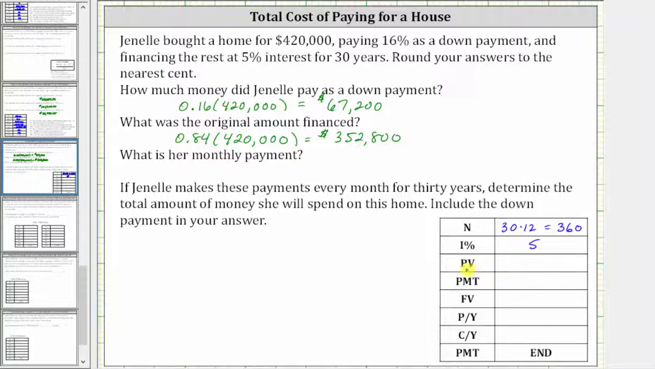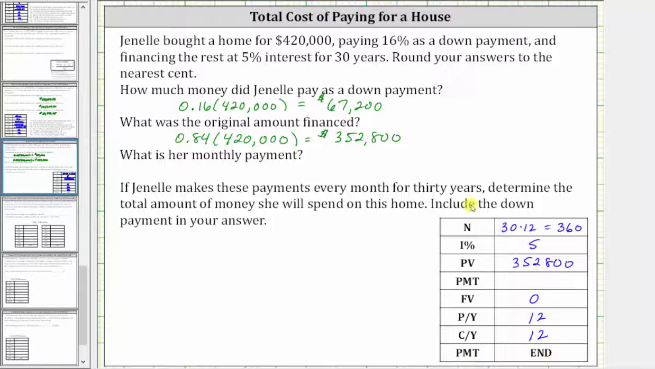PV stands for present value, which is the loan amount, which is $352,800, and the present value is positive because she is receiving this money. PMT stands for the monthly payment, which we are solving for. We'll come back to this. FV is the future value, which is the loan amount after 30 years. After 30 years, the loan is paid off, and therefore the future value is 0. And because she is paying monthly, the payments per year and compounds per year are both 12. And we always leave PMT set on end.